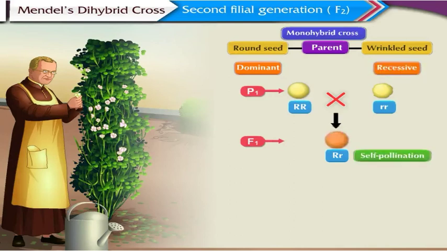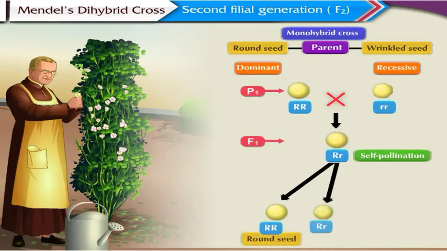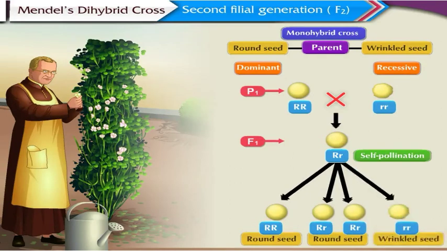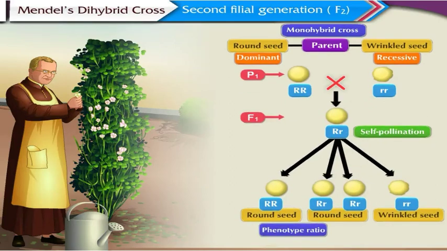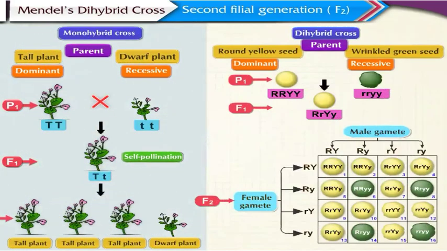By selfing of these hybrid plants, we will get 3 plants with round seeds and 1 plant with wrinkled seeds. Out of 3 plants with round seeds, 2 are hybrids. Hence, phenotype ratio in monohybrid cross in F2 generation is 3:1, while genotype ratio is 1:2:1. After learning about Mendel's principles of heredity, let us learn about the disorders caused due to disturbance in hereditary mechanisms.